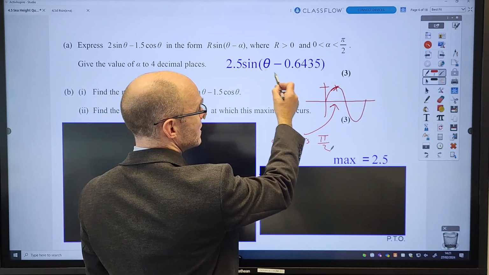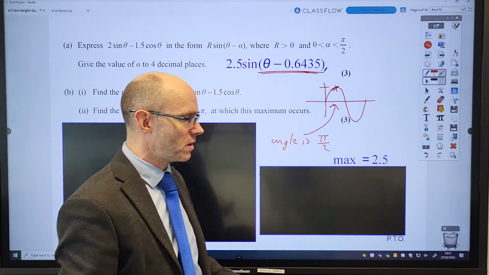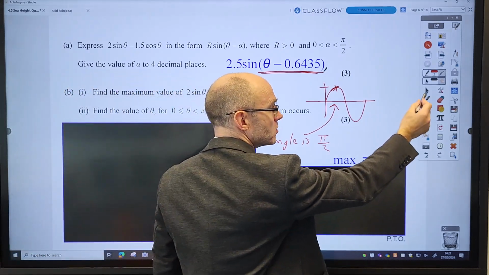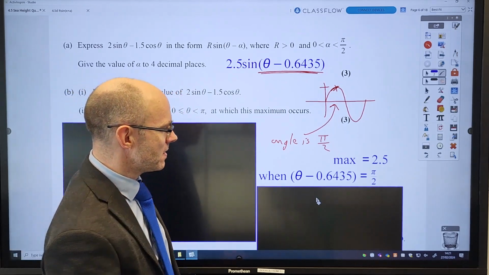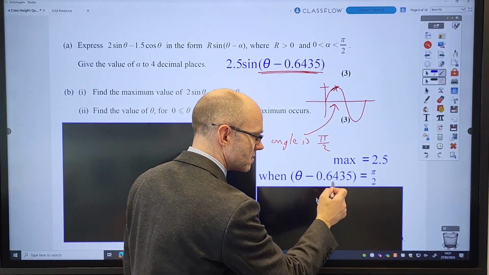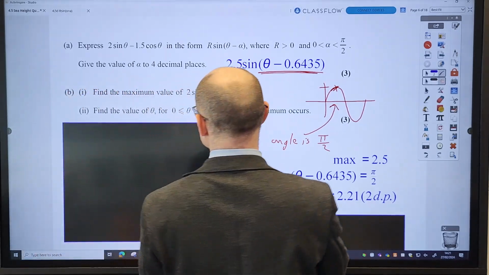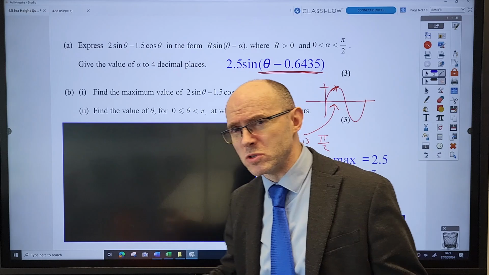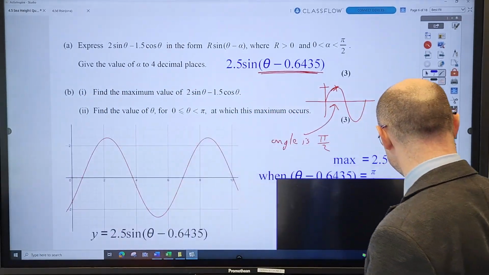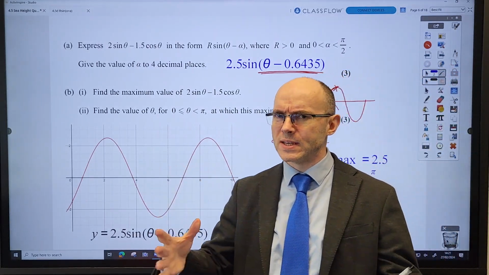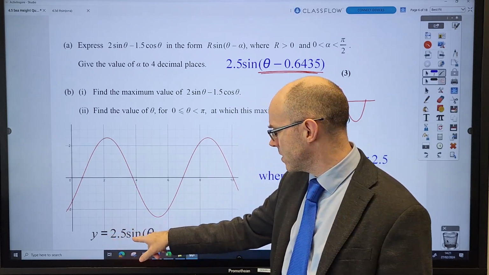That means this bit here in the brackets, because that's the angle, has got to be pi over 2. And that's how you solve for theta. You just set the bit in brackets equal to pi over 2. So if you then add this to pi over 2, you will get your value. It doesn't say how to round it, I just chose to round it to 2 decimal places. Here's a larger graph of what it actually looks like. I used Desmos to get the graph of this, so y equals 2.5 sine theta minus.